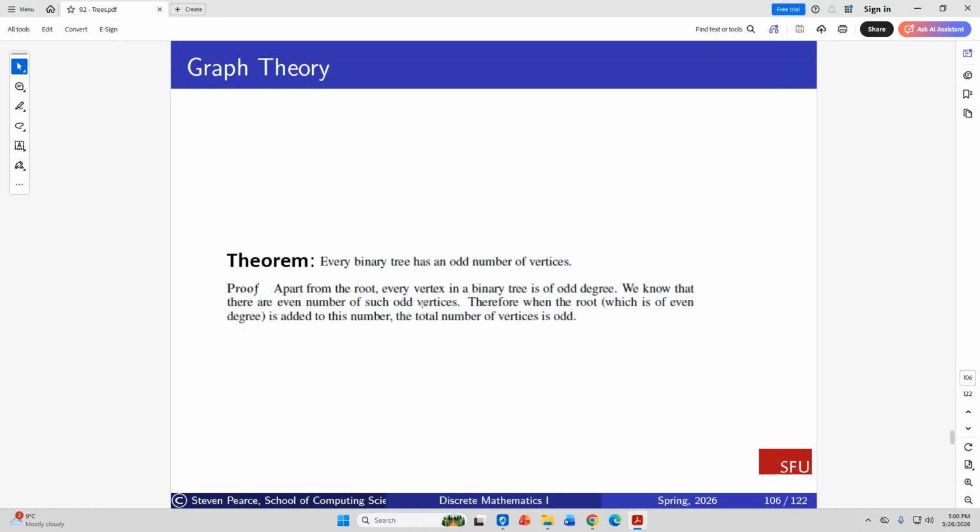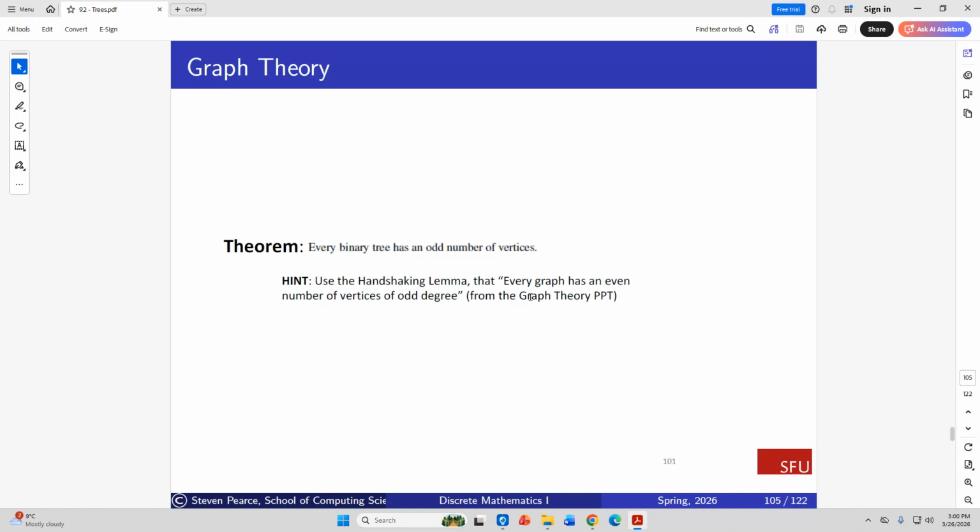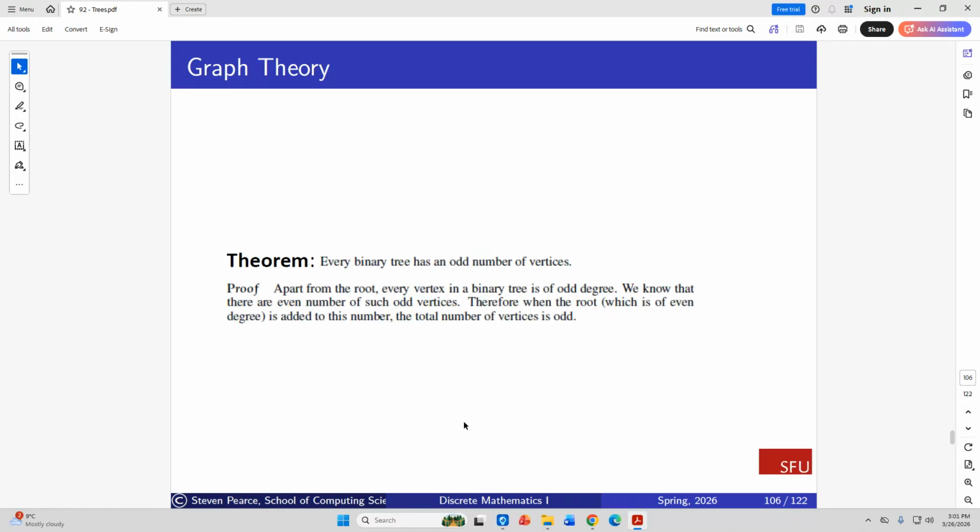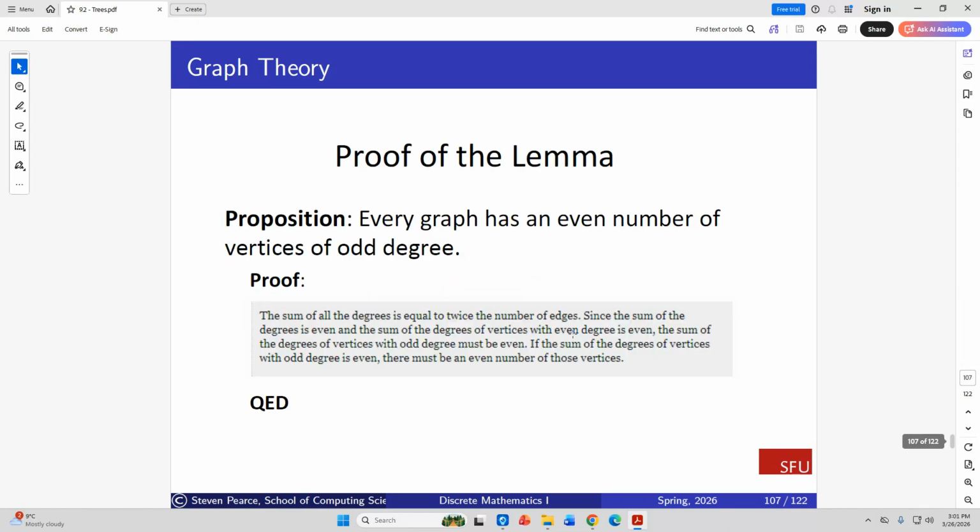Once again, apart from the root, every vertex in a binary tree is of odd degree. You see, something's coming into it and 2 are coming out. So it's degree 3. Okay, but the root is degree 2. We know, using the handshake theorem, that every graph has an even number of vertices of odd degree. So this proves it for a full binary tree. When the root is added, which is even, the total number of vertices is odd. Even plus odd is odd.